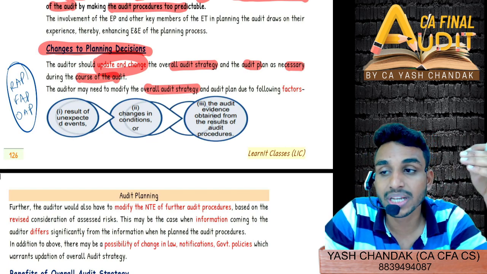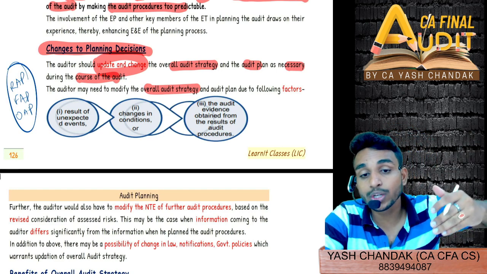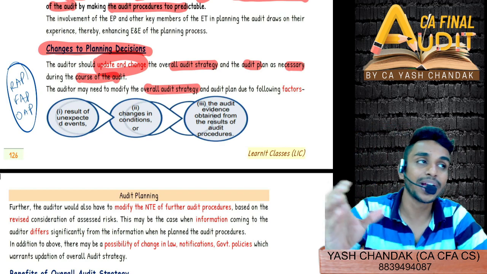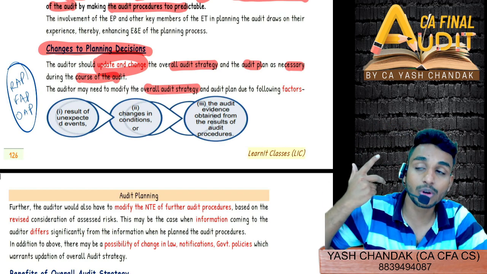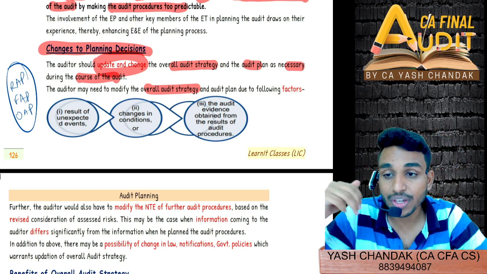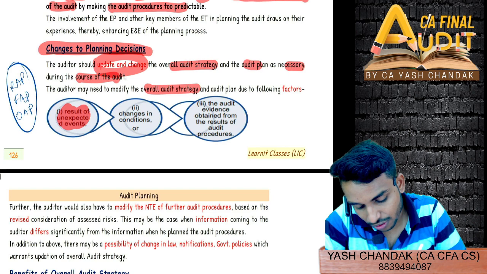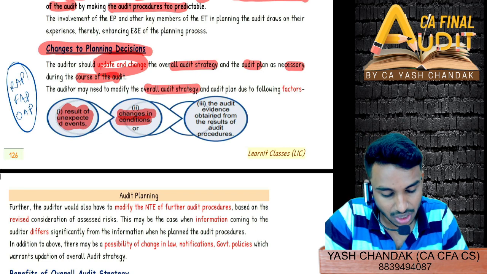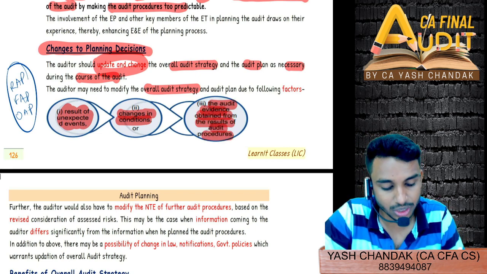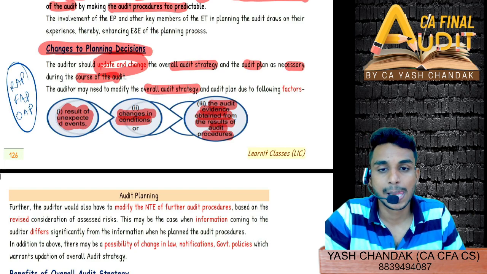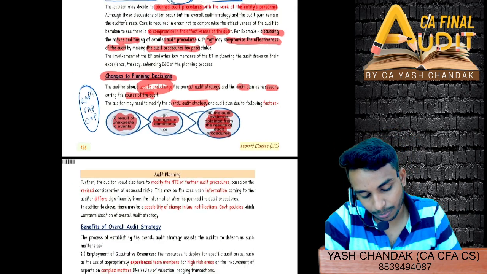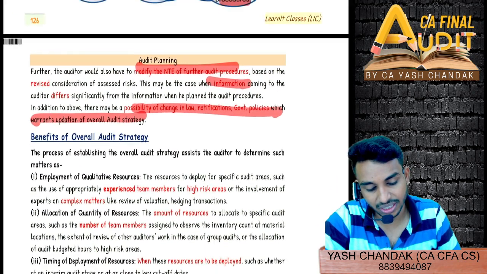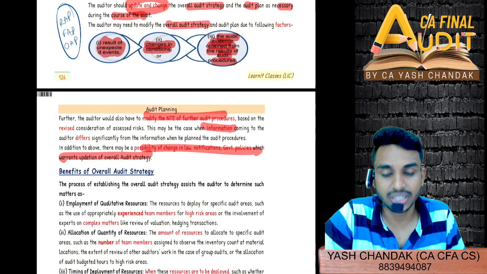If you are modifying the audit strategy, you might be required to modify the audit plan. And once you are required to modify the audit plan, you might also be required to modify your RAP, modify your FAP, modify your other audit procedures. So that is what they are saying: because of the result of unexpected events, or because there are certain changes in the condition, or because of the audit evidence obtained from the results of the audit procedures. So that is how you will tend to change your planning decision. This all we have done in SA 300. If you can link this to SA 300.